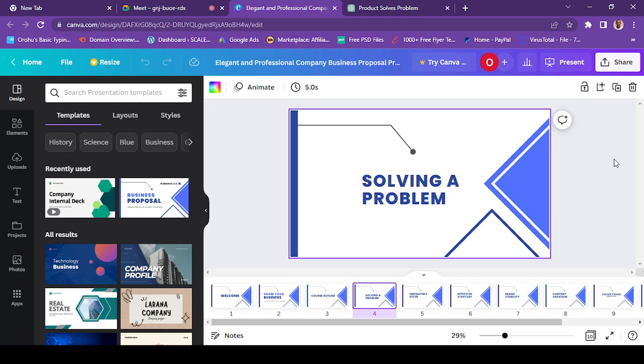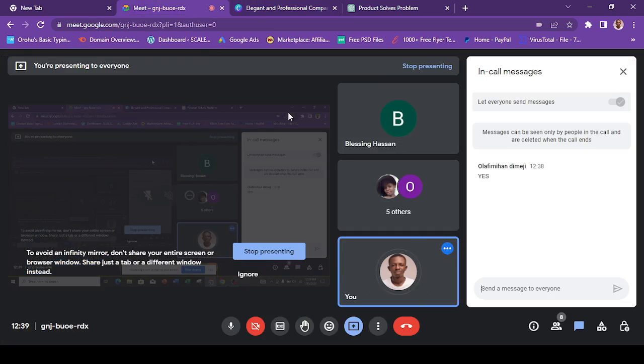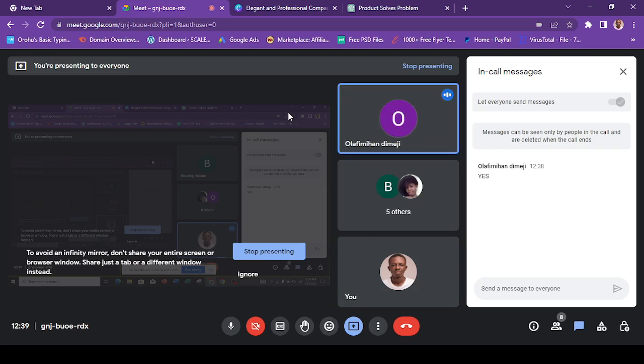So today we'll be discussing our first outline, solving a problem. What does it mean? When we come across the word solving a problem, you should understand that this is just about a product or a service. That's like what you can do. I hope we're following. Yes, we are following.